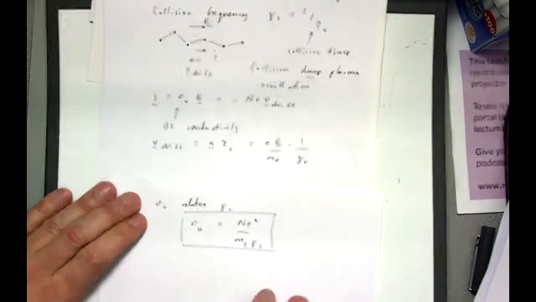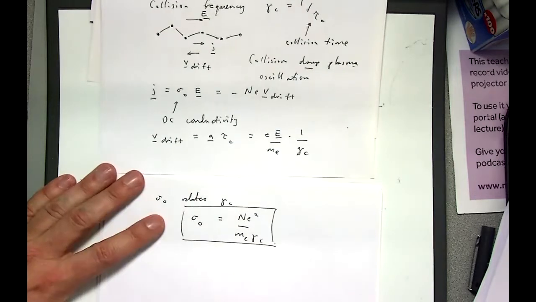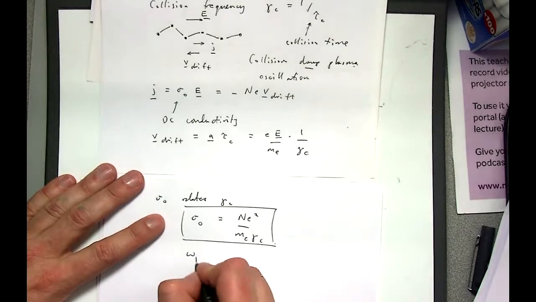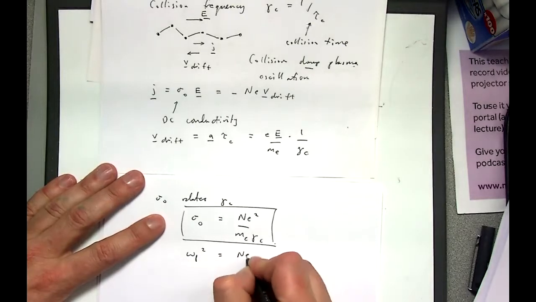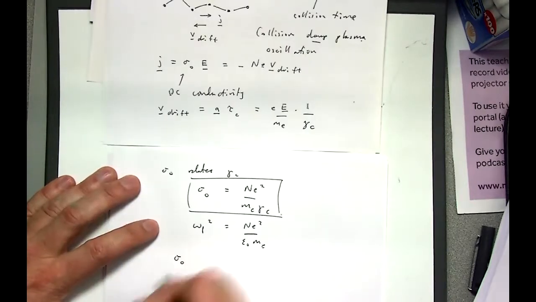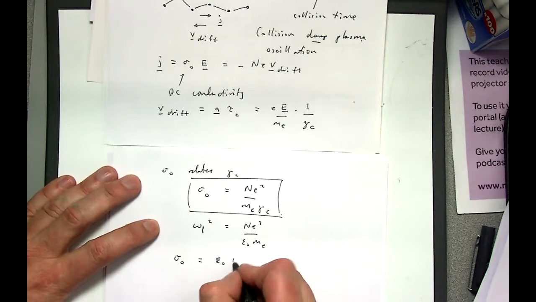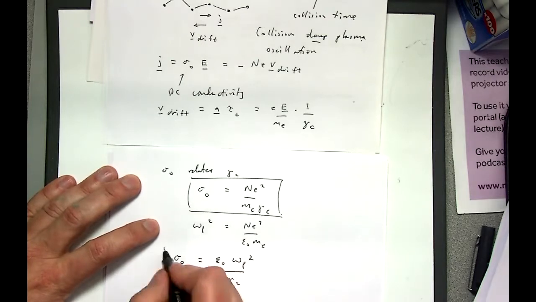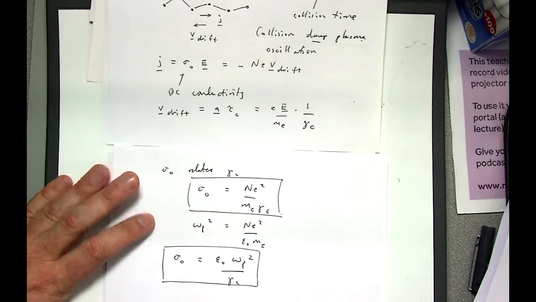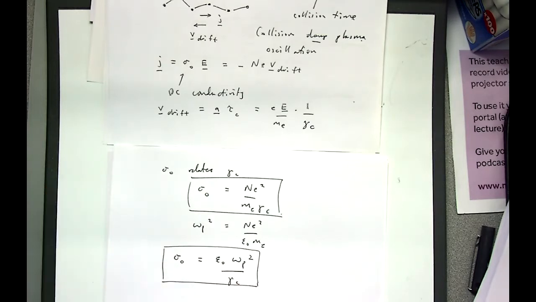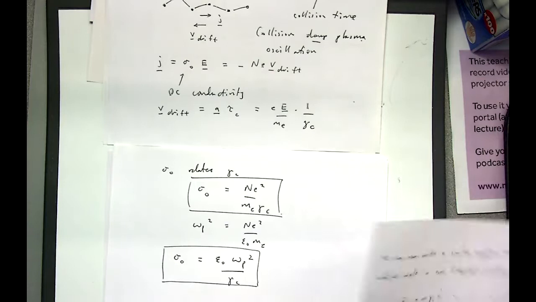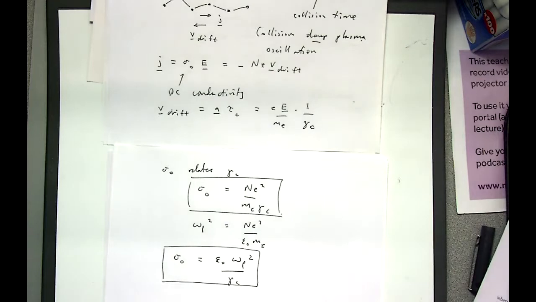But we already saw this n e squared, didn't we? We saw that the plasma frequency that we just calculated was n e squared over epsilon naught m. So I can rewrite the DC conductivity in terms of the plasma frequency and in terms of the collision frequency. So if I know two of them, I can calculate the other one.